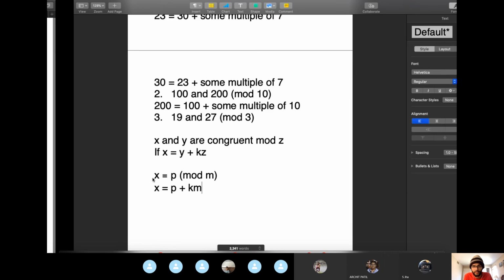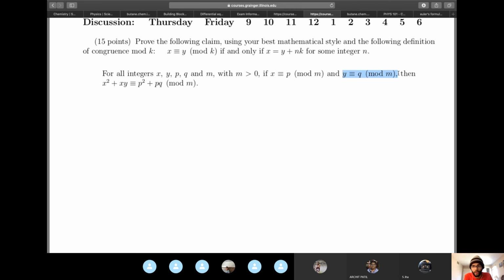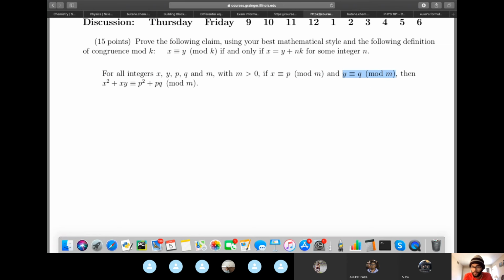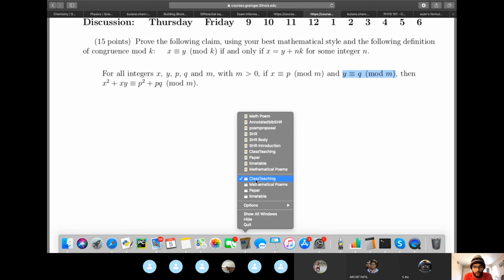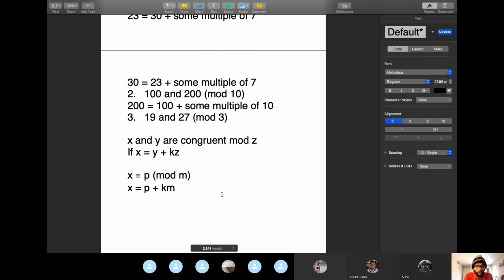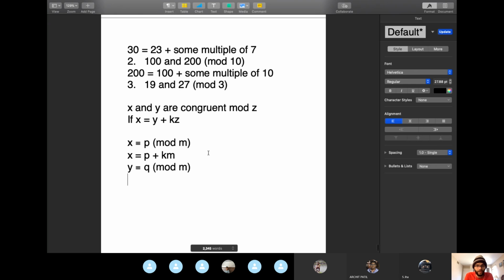What is the next thing that they've given us? They've said that y is congruent to q mod m. This is the next thing that they've given. So we can say that y is equal to q plus, I could use the same letter k, but I don't want to say that this k is the same in both the cases. So I'll say, let me say gm.